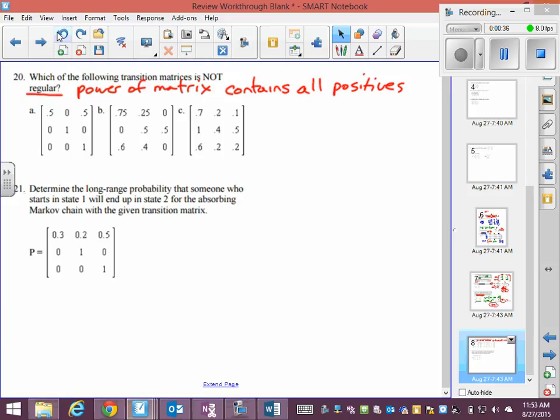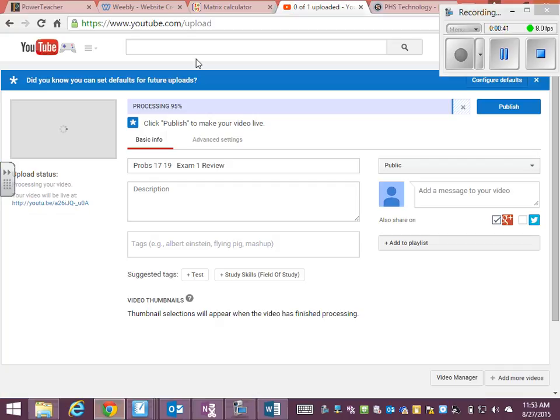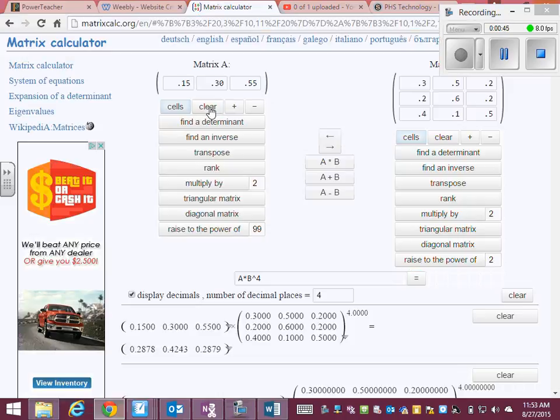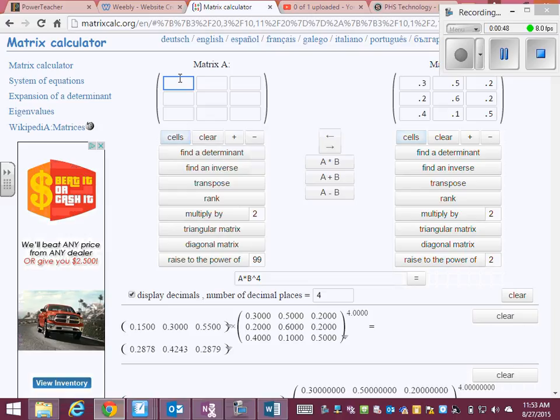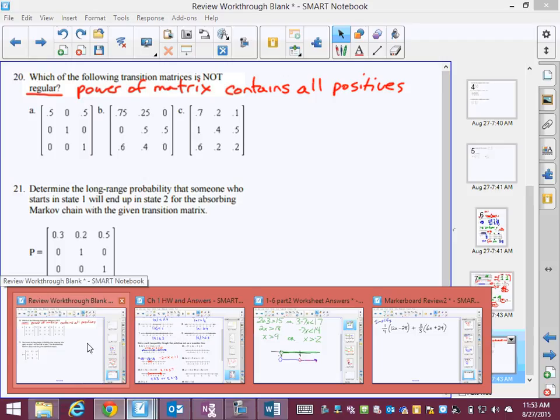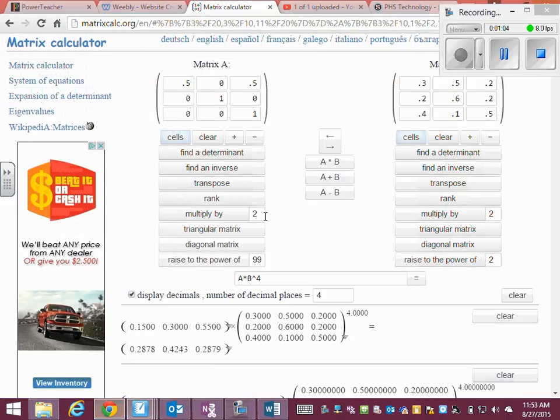And so let's look at A. Matrix A right here. I'm going to take that over to matrixcalc.org. And matrix A was 0.5, 0.5. It was 0 1 0, 0 0 1. And it looked like that. I'm just going to double check, make sure. Yes. So some power of that has to contain all positive entries. In other words, get rid of the zeros.